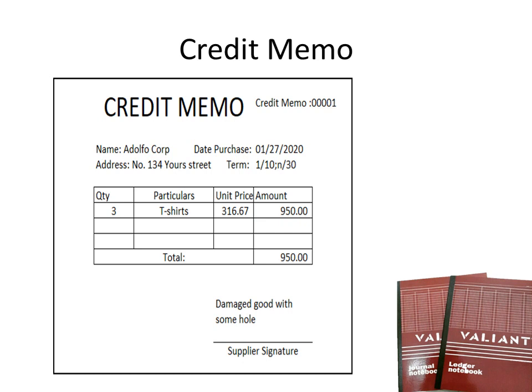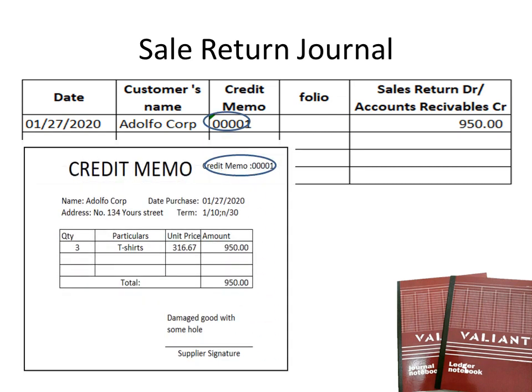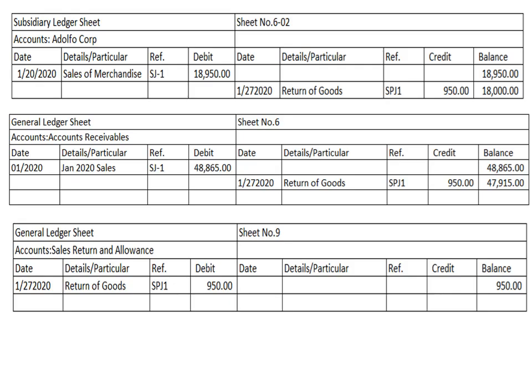Credit memo. Then you also have the number, and the name of the customer returning the sales, who is granted a credit or a deduction from their accounts receivable. Then the date, the address, the term, and then the quantity, the particulars, the unit price, and then the price. Okay. So for our journal, we have this. We have now our credit memo, and then the number, then the date, then the name, and then the amount that we have to credit for our accounts receivable.